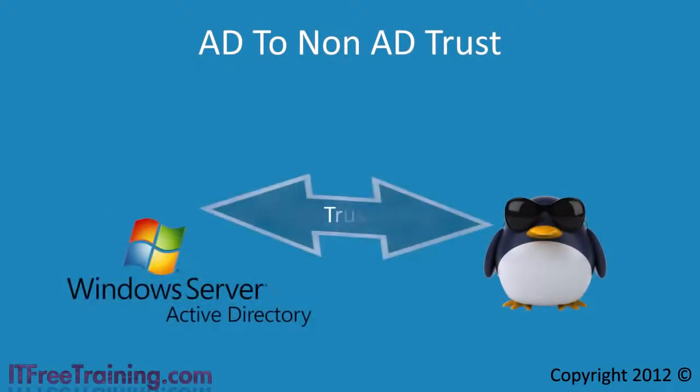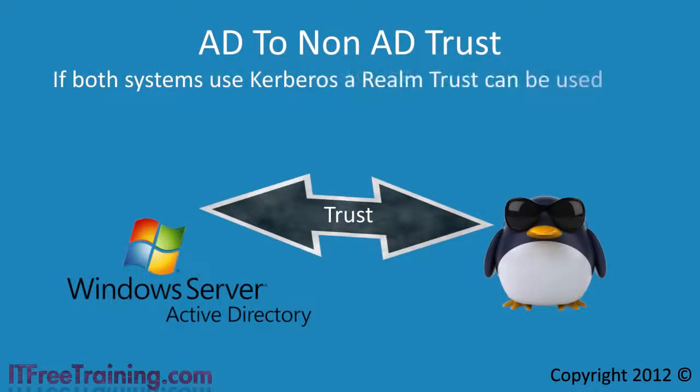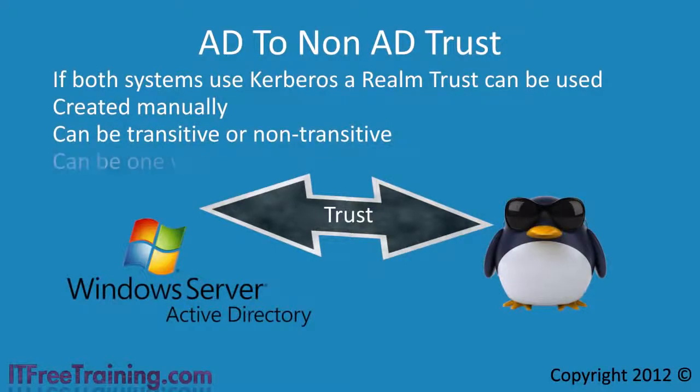In some cases, you may create a trust relationship between Active Directory and a non-Active Directory system. Assuming both systems use Kerberos, you can create what is called a realm trust. These are created manually and can be either transitive or non-transitive, one-way or two-way.